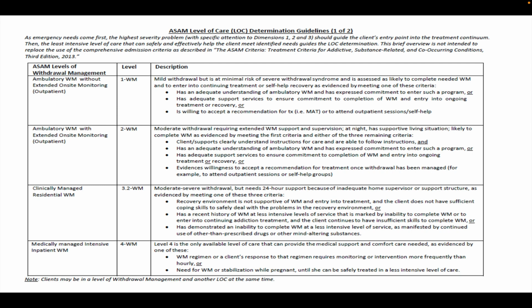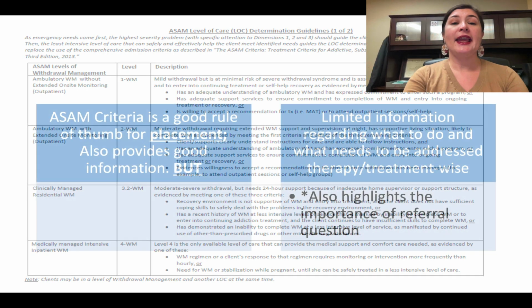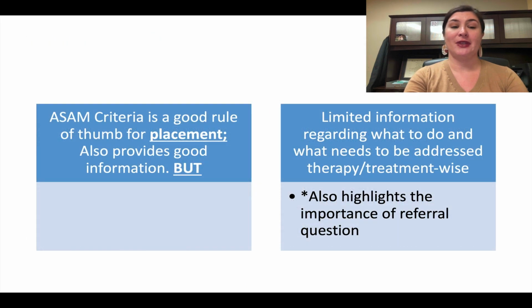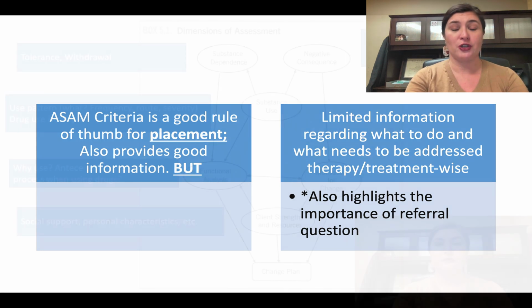Because withdrawal impacts can really physically harm a client, we want to make sure that that's a top priority that we're looking into when we're recommending them for treatment, as well as any kind of suicidal or homicidal ideation. ASAM criteria is a good rule of thumb when it comes to placement and also provides good information. However, it has limited information regarding what to do and what needs to be addressed in therapy or treatment. It also highlights the importance of the referral question. Because we are unable to treat or diagnose mental health issues, there is a section in the dimensions to screen for that information, so we are getting other professionals involved in that evaluation course.